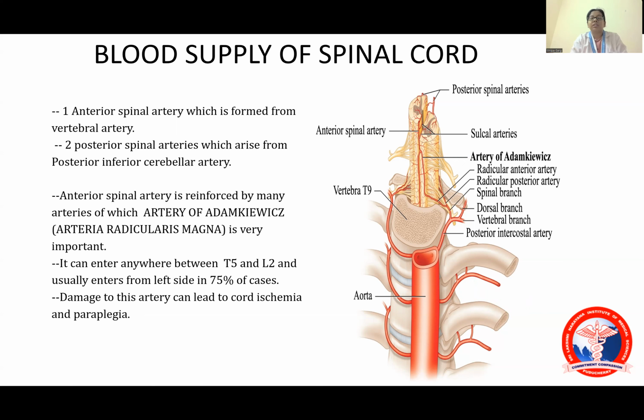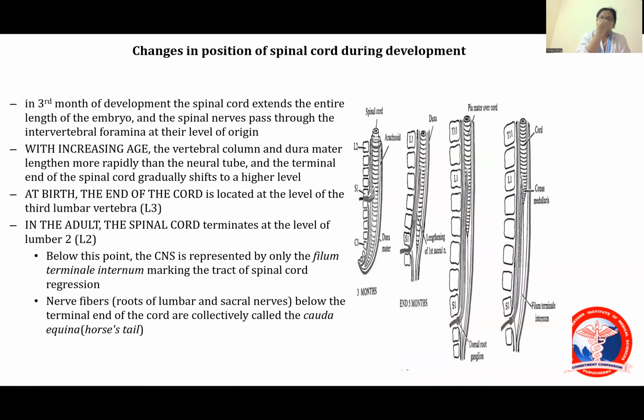The anterior spinal artery is reinforced by many arteries, of which the artery of Adamkiewicz is very important, also called arteria radicularis magna. It can enter the cord anywhere between T5 and L2, and mostly it enters from the left side, in 75% of cases. Damage to this artery can lead to profound cord ischemia and paraplegia. So, this is a very important branch of the anterior spinal artery.